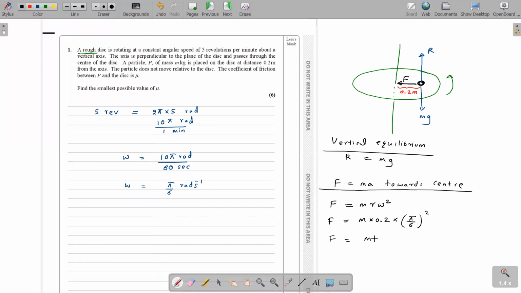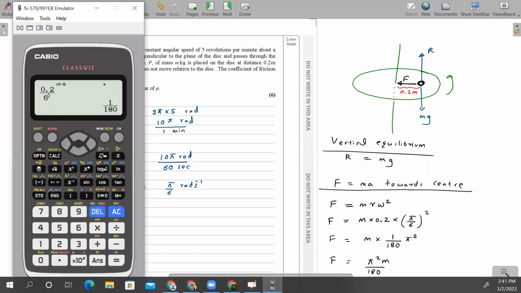So I get here m times 1 over 180, and don't forget there's a pi square here. We'll keep this in terms of pi, and at the end we'll give our answer in decimal. 0.2 over 6 square gives me 1 over 180. So m times 1 over 180 times pi square. So this is my friction force.